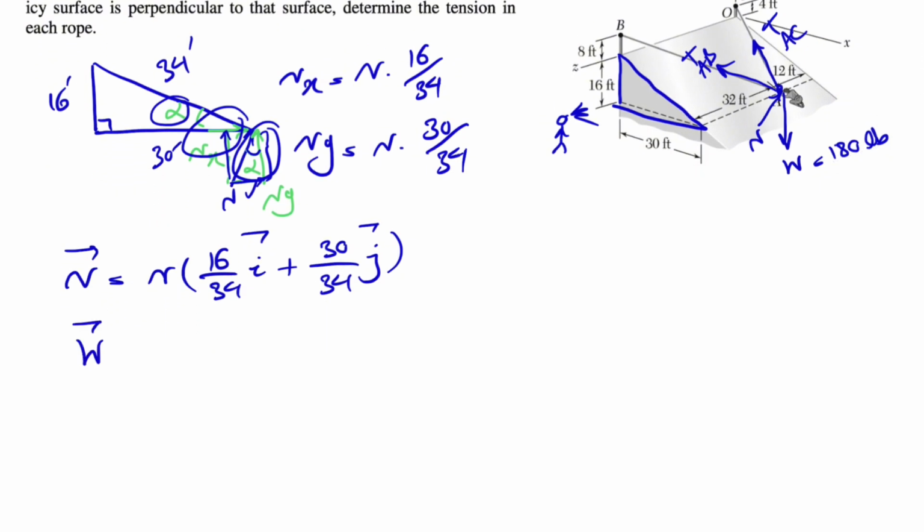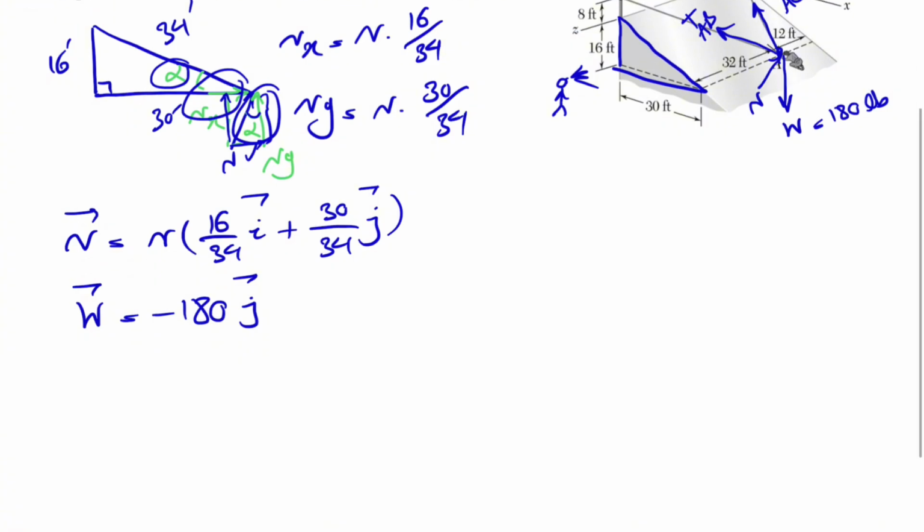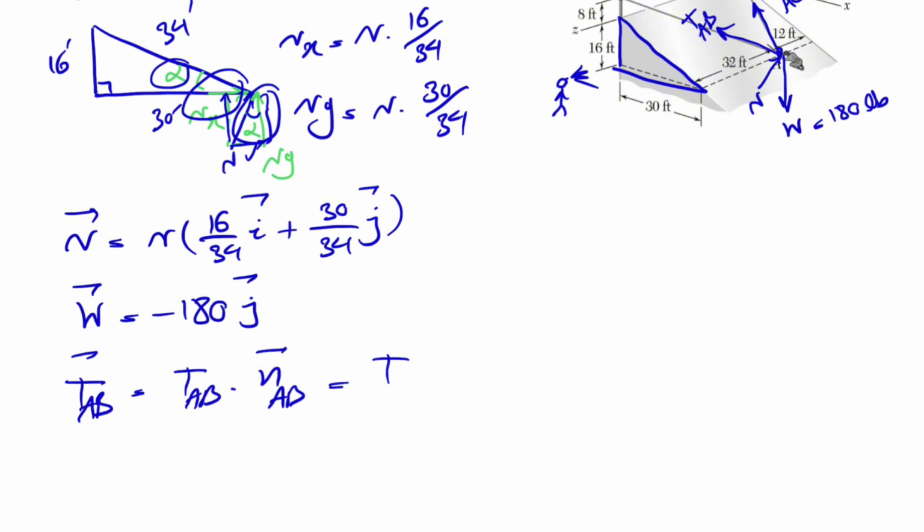The second force that we have is the weight, and we can tell that the weight is along the negative y-axis, so minus 180, since we know the magnitude, times j. For the other two forces, TAC and TAB, we have to go with the unit vector for each of them. Our TAB would be the magnitude of TAB times the unit vector of AB. We can show it either with n or lambda. So TAB times the unit vector, which is AB over the magnitude of AB.